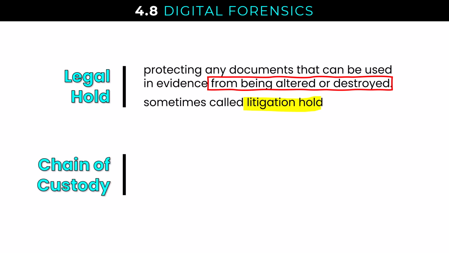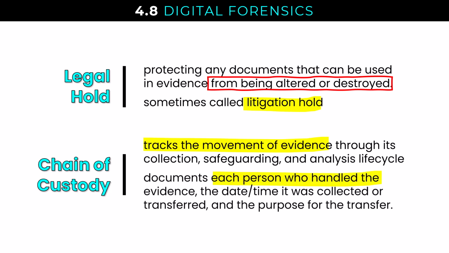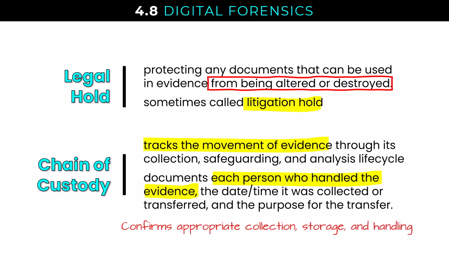Another important term is chain of custody, which tracks the movement of evidence through its collection, safeguarding, and analysis life cycle. The chain of custody documents each person who handled the evidence, the date and time it was collected or transferred, and the purpose for the transfer. It confirms appropriate collection, storage, and handling throughout its life, from the moment it was collected until the moment it is shown in court. And under U.S. law, if you can't show that demonstrable chain of custody, if that chain is broken anywhere along the way, the evidence is typically going to be thrown out.